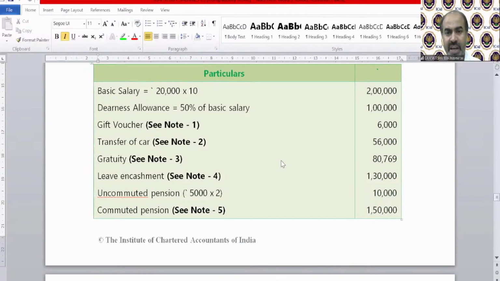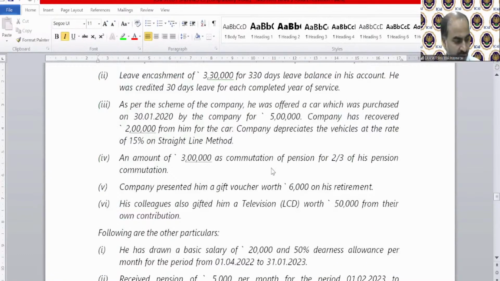So after leave encashment, now we are moving on to the third point. The third point says, as per the scheme of the company, he was offered a car which was purchased on 30th January 2020 by the company for 5 lakh. Company has recovered 2 lakh rupees from him for the car.